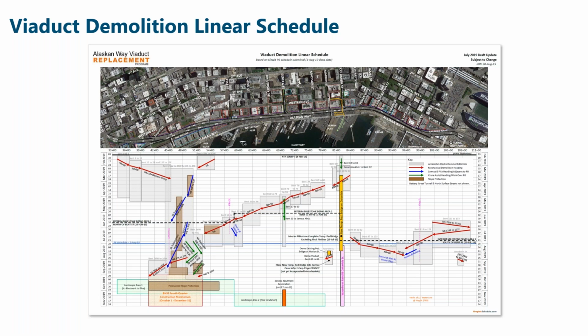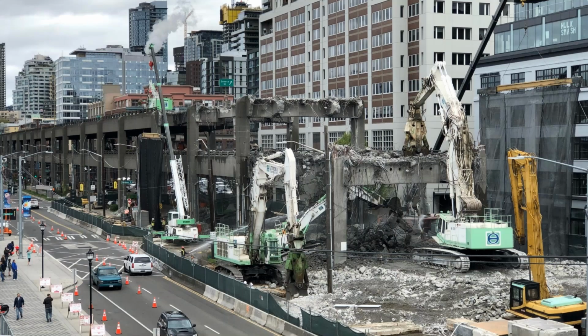Some pictures. We used a couple different methods to demolish this viaduct, but most of it, with those red arrows I was showing you previously, are using these large machines that have jaws that crunch the concrete into rubble, and then it drops down and they haul it away in trucks.